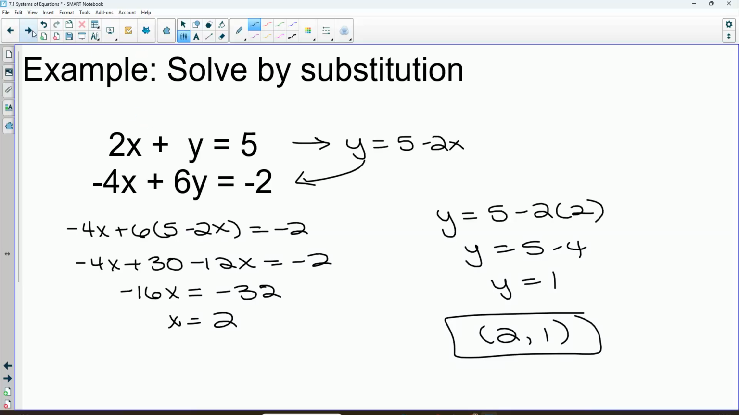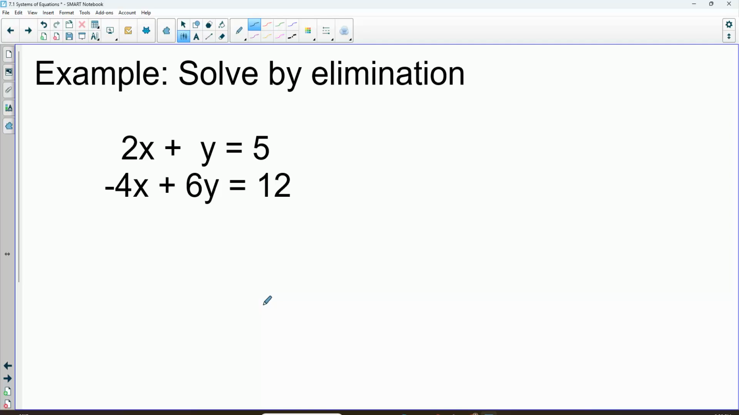Elimination. The goal with elimination is to be able to add our equations together and get variables to cancel. The only way that happens is if they are the same but opposite coefficients. So like 3 and negative 3, 5 and negative 5. Typically, you have to start out multiplying one of the equations by something for that to cancel.